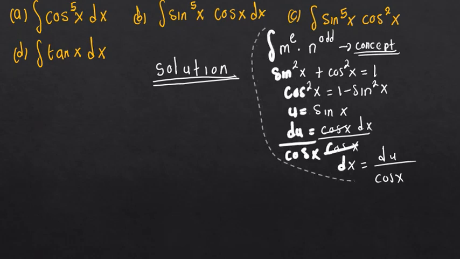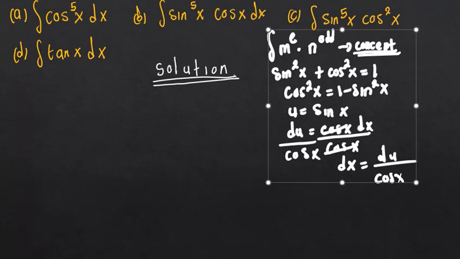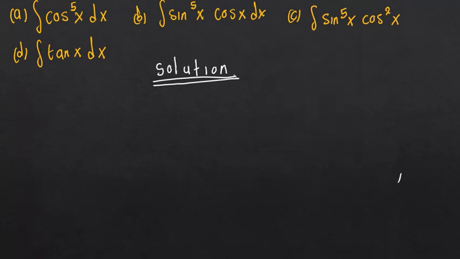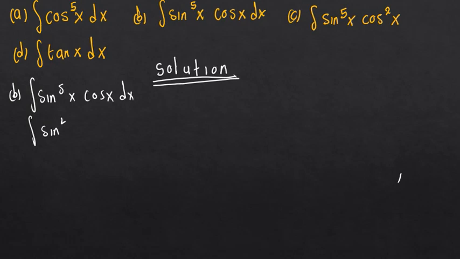Okay. We shall use the same concept for the second part. In the second part, they are saying we integrate sine power 5 x cosine x dx. So the first thing to do is to work out the odd power. We take it into an even power. So if we do that, we're going to have sine to the power 4x multiplied by sine x cosine x dx.